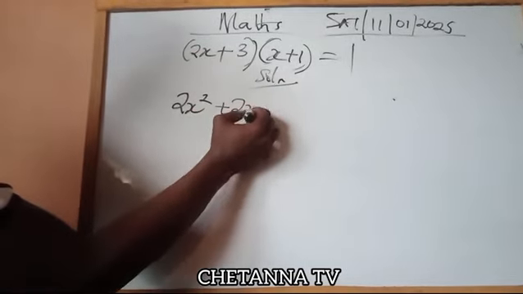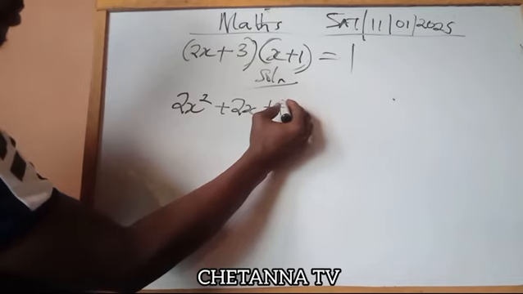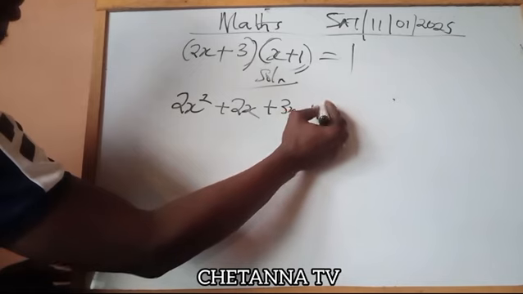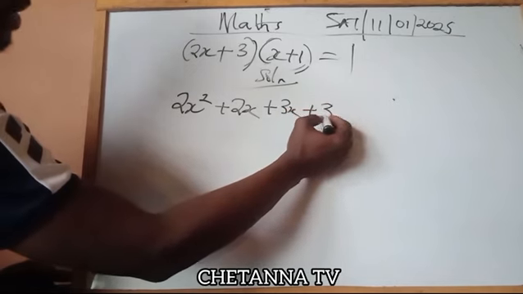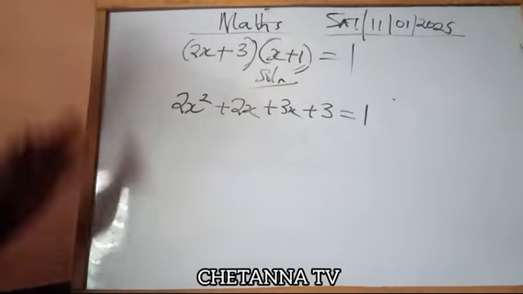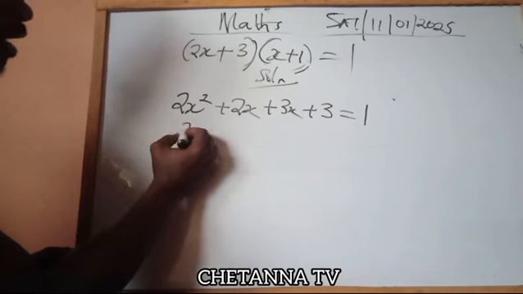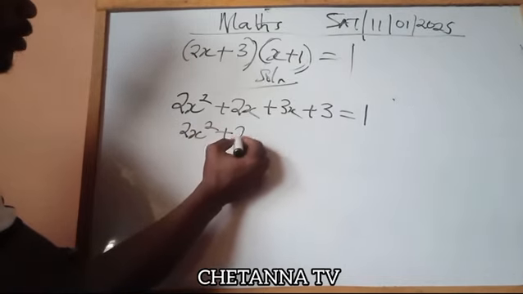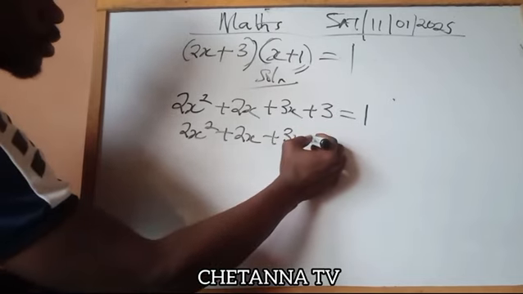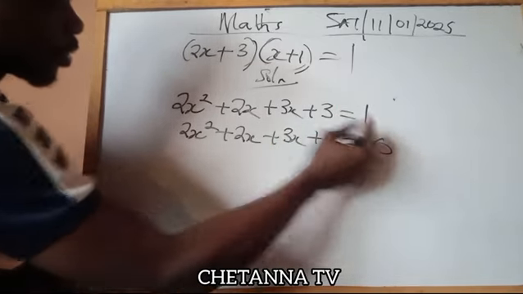Plus 2x. 3 times x is what? 3x. Plus 3x. Good. Plus 3 times 1 is what? Plus 3, right? Yes. Is equal to what? 1. Good. We can now bring 1 over and factorize. Is it clear? So if we now have 2x squared plus 2x plus 3x, plus 3 minus 1 is what? Plus 2. Plus 2 is equal to what? 0.